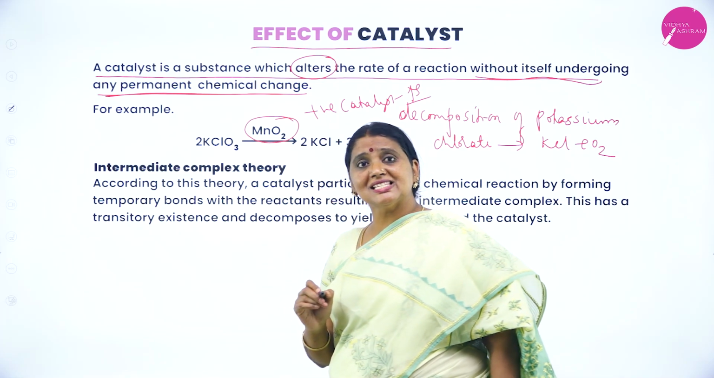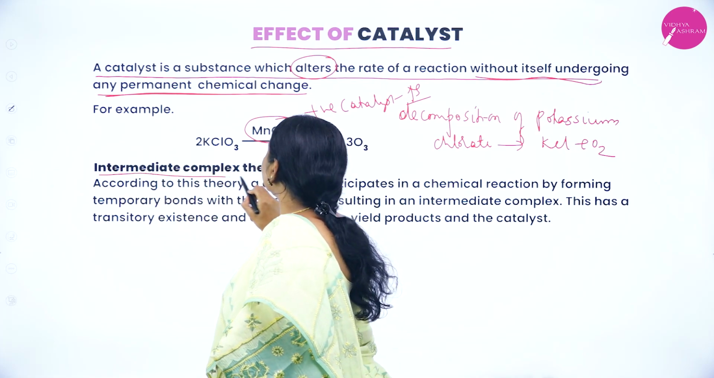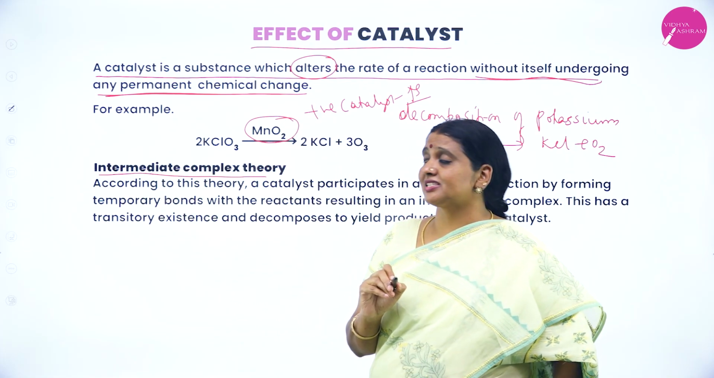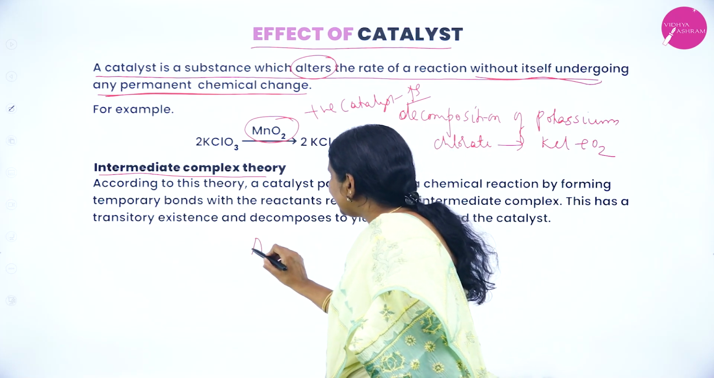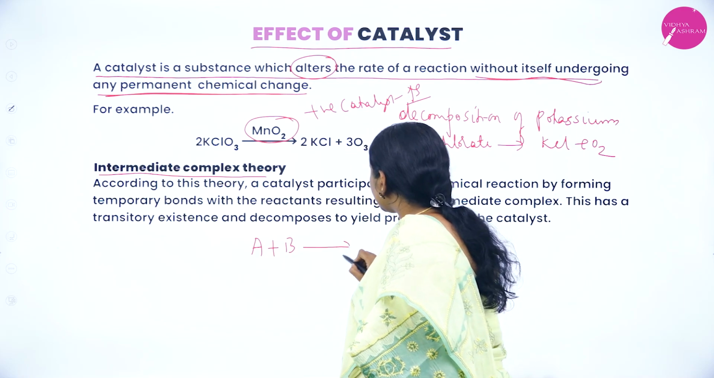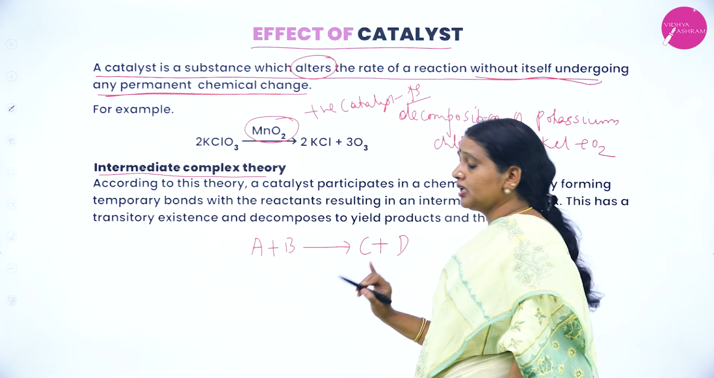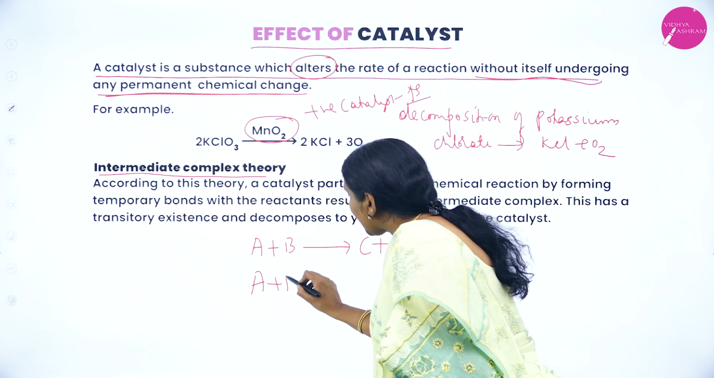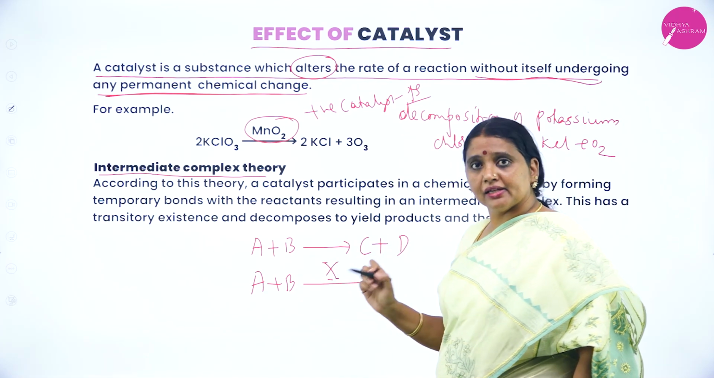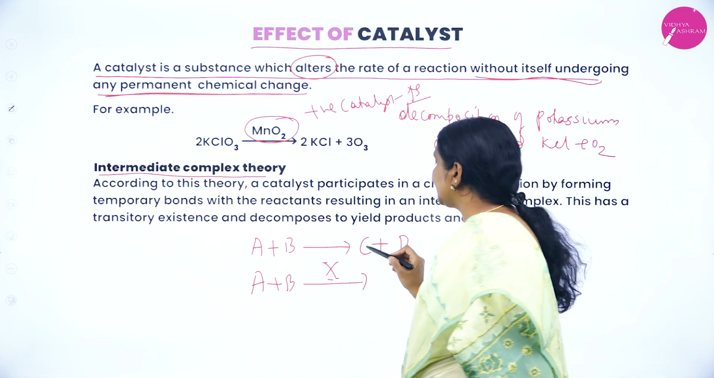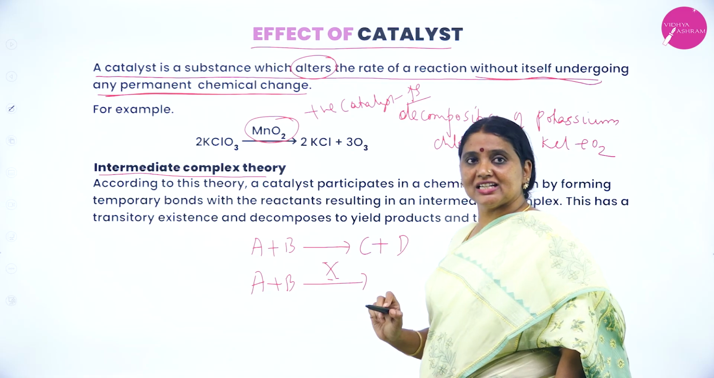So, how does this catalyst affect the rate of the reaction? It can be studied by using one theory that is called the intermediate complex theory. Now, consider a reaction where reactants A and B give rise to products C and D. I am not going to use any catalyst. But I will repeat the same reaction in the presence of catalyst X. Let us consider a chemical reaction A plus B give rise to C and D in the absence of catalyst. I will repeat the same reaction in the presence of catalyst X.